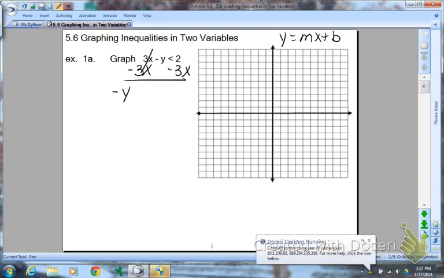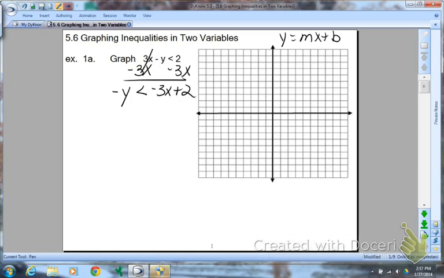So that's negative y is less than negative 3x plus 2. The coefficient in front of y is negative 1, and it has to be a positive y. So we're going to have to divide everything by a negative 1. Now don't forget, we have to use things that we've learned in the past. When we divide by a negative number, what do we do with the inequality? We flip it, so it becomes a greater than.